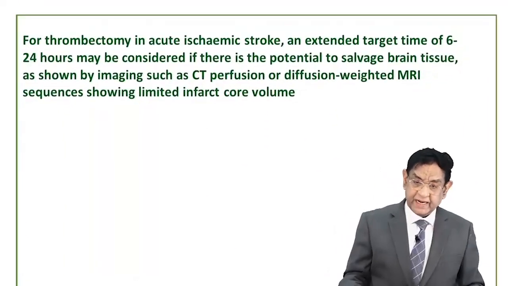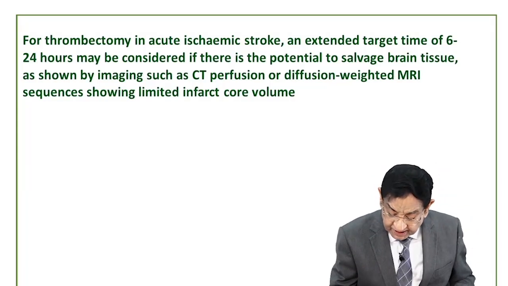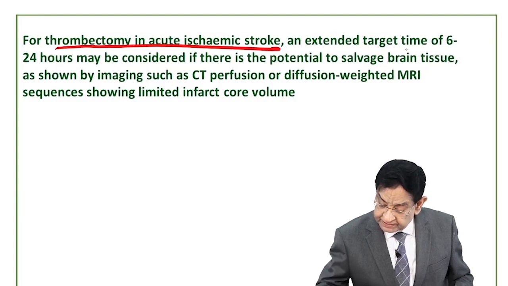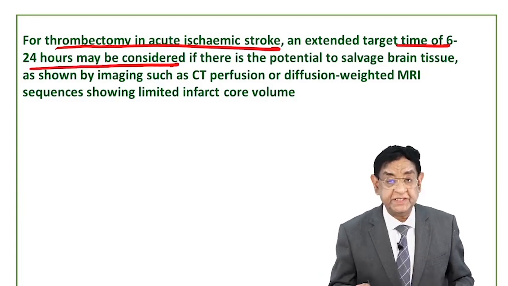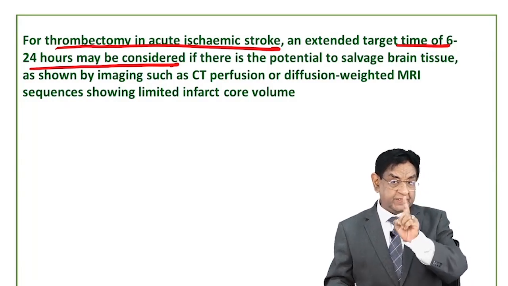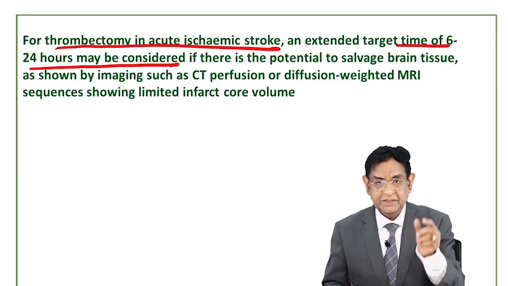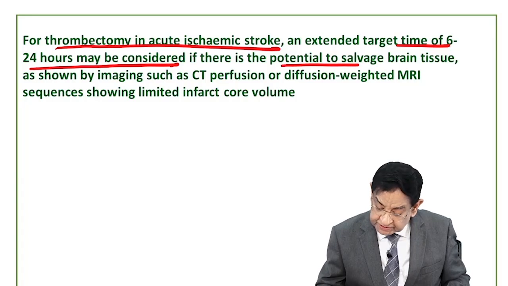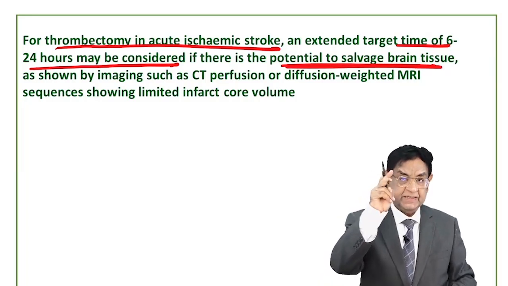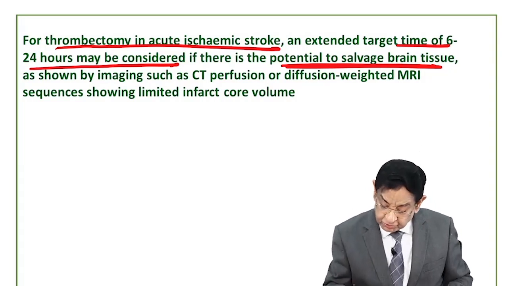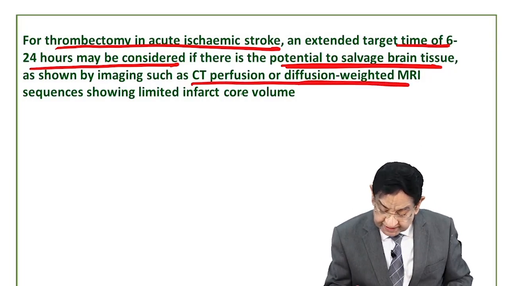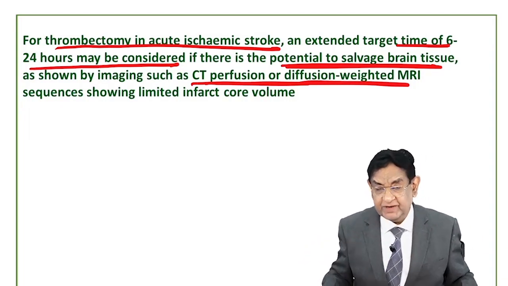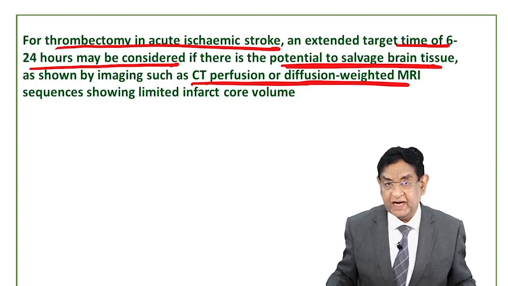So the golden line, what the NICE guidelines say: for thrombectomy in acute ischemic stroke, up to 6 hours is the best, but 6 to 24 hours may be considered if there is potential to salvage brain tissue. And you cannot decide that unless you do CT perfusion or diffusion-weighted MRI, so that we know whether we have a salvageable brain area or not.